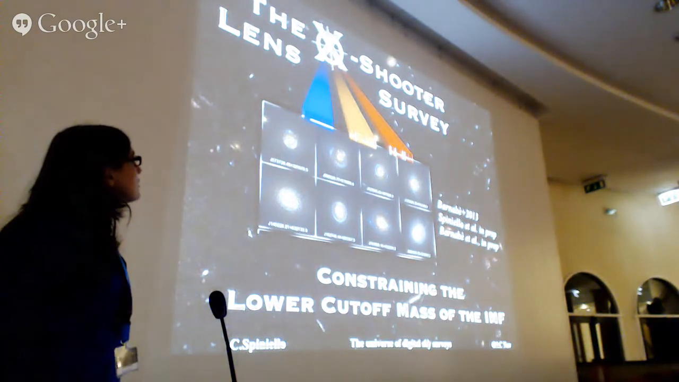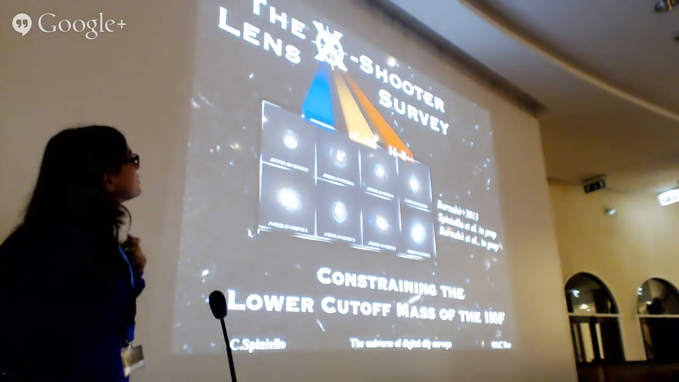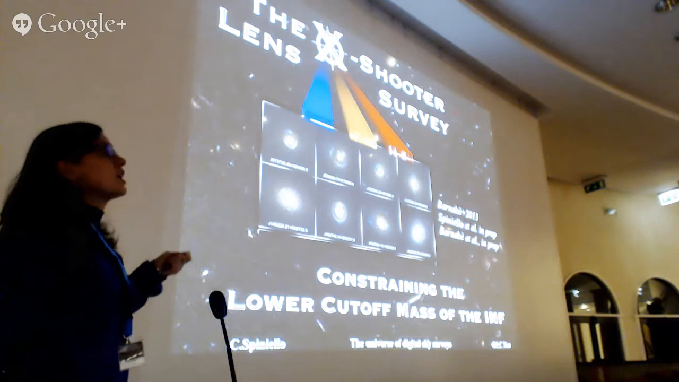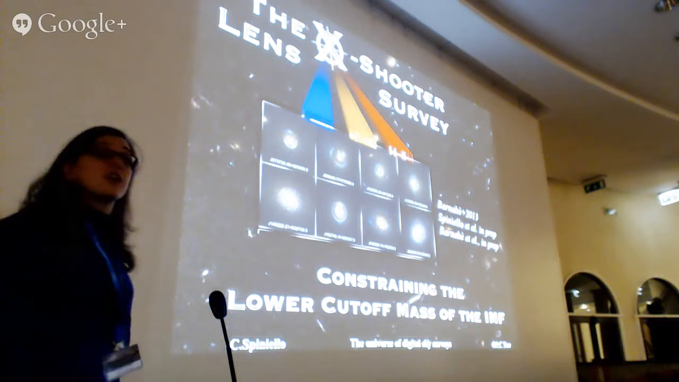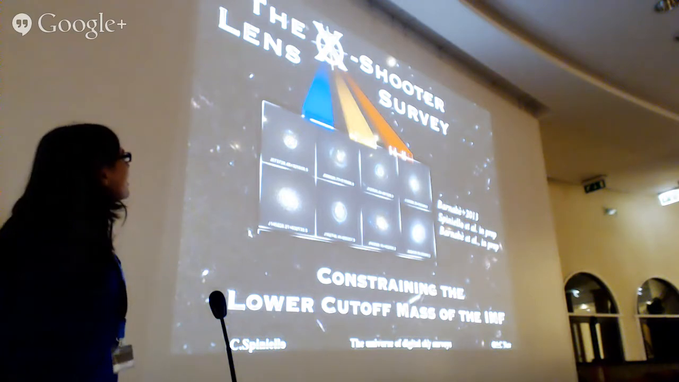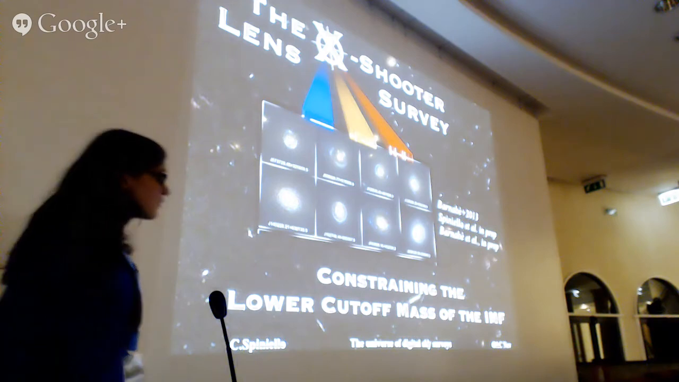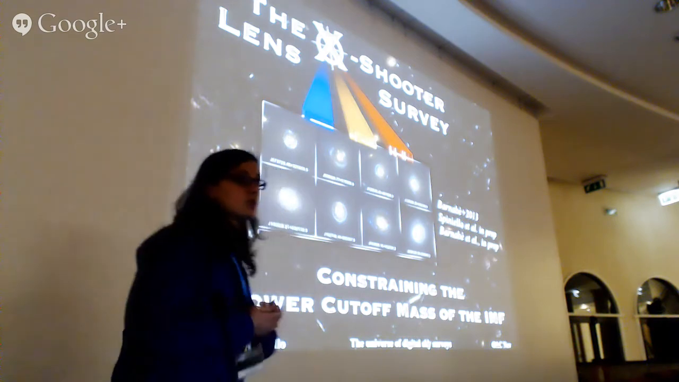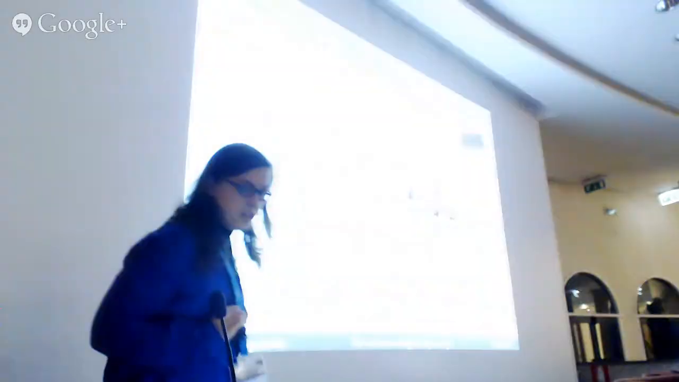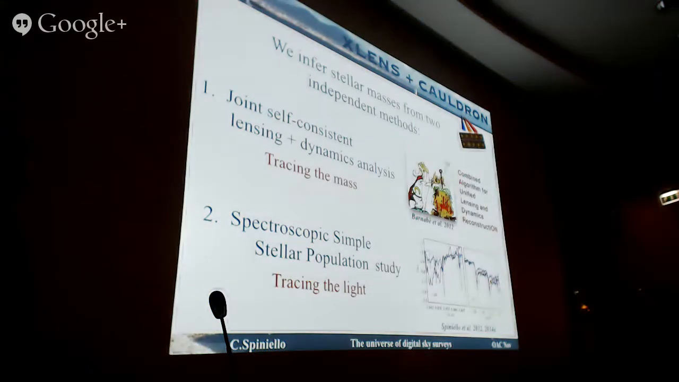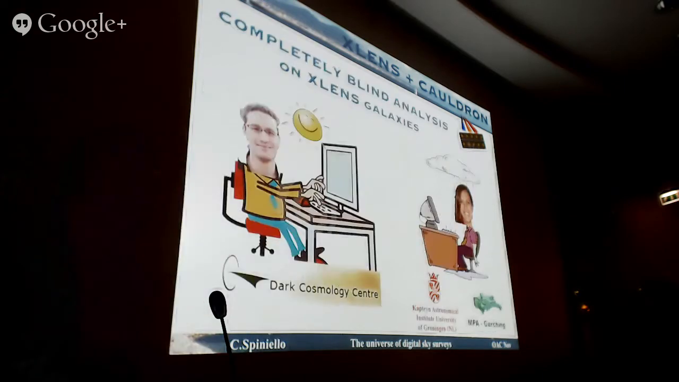So back in 2011, we started the X-shooter lens, I shouldn't say survey, I would say project by now, because we have 10 systems. With the XLENS survey, we are indeed combining strong gravitational lensing and dynamics with stellar population, and basically we are inferring stellar masses from two completely independent methods. The first one tracing the mass, and the second one tracing the light. And we're doing this in a completely blind way.